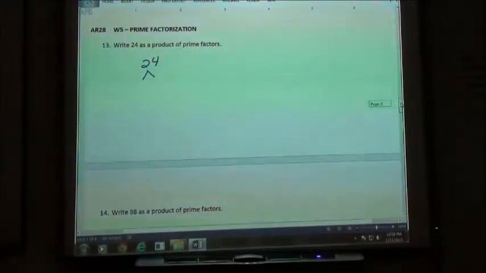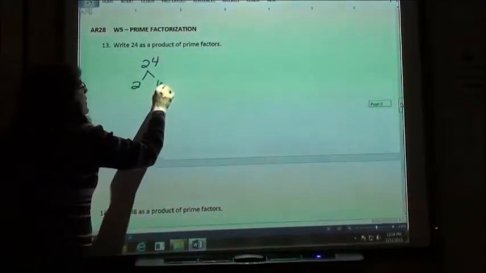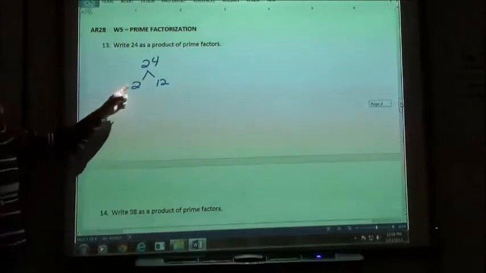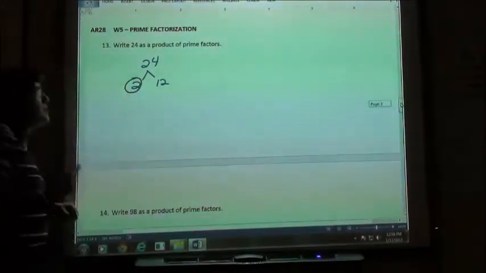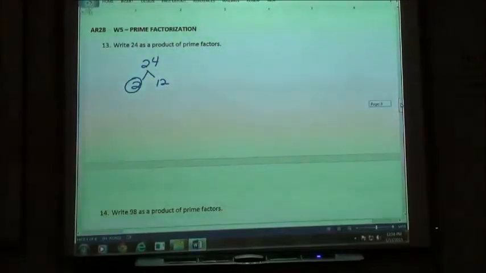What's a pair of factors for 24? What times what is 24? 2 times 12. Then you say, okay, is this number a prime number? 2 is a prime number. I circle it because I know that's going to be part of my answer and I can't do anything with 2. Is 12 a prime number? No. So I'm going to divide 12 up again.